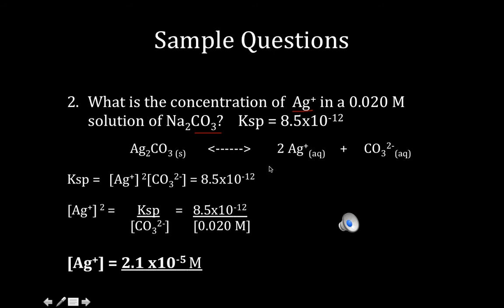If it asks you for the solubility, we just divide that by 2, because this would be 2x, and solubility would be the value of x. So I'm hoping those examples are going to help steer you through other types of common ion effect questions.